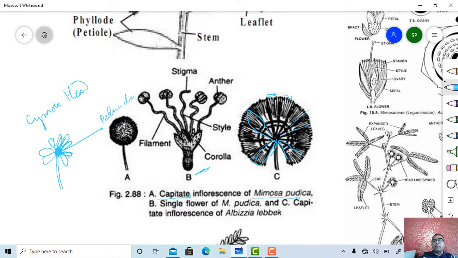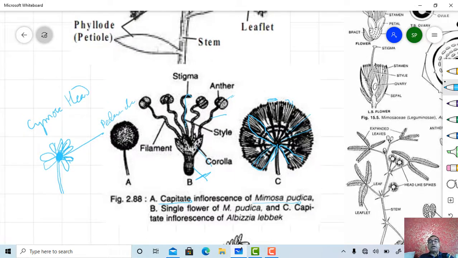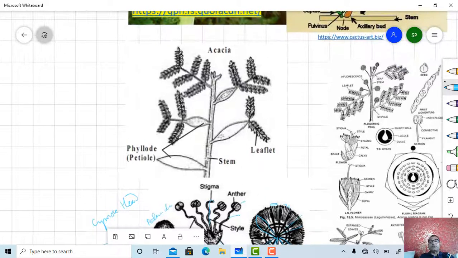This is a single flower. The calyx, corolla, these are the filaments, and these are the anthers, and in the center there will be the presence of gynoecium, okay. So this one is a capitate type of inflorescence.